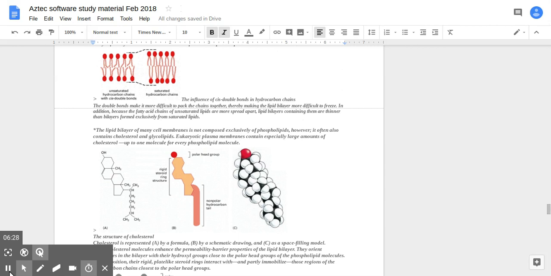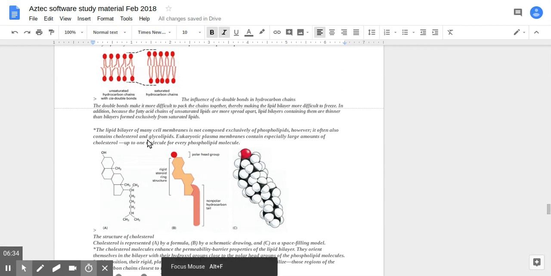The lipid bilayer of many cell membranes is not composed exclusively of phospholipids. However, it often also contains cholesterol and glycolipids, which are lipids bound to sugars. So glyco means the carbohydrates are bound to lipids. Eukaryotic plasma membranes contain especially large amounts of cholesterol, up to 1 molecule for every phospholipid molecule.